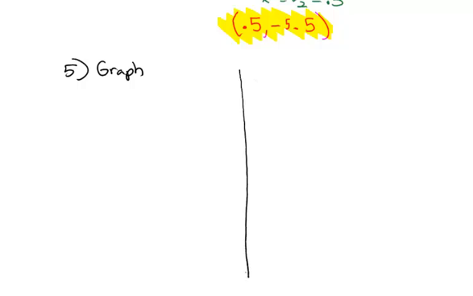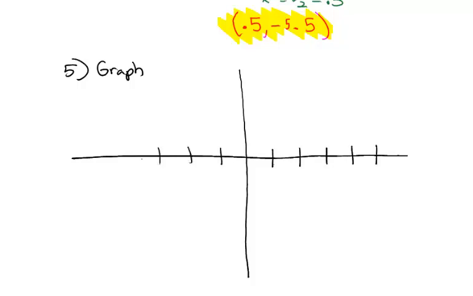Now, because those y values on those critical points got pretty big, we're going to play with our size here. We're going to go 1, 2, 3, 4, 5. 1, 2, 3, 4, 5. These are going to count by 1. 1, 2, 3, 4, 5. Negative 1, negative 2, negative 3, negative 4, negative 5.